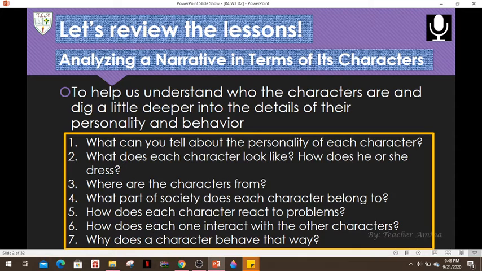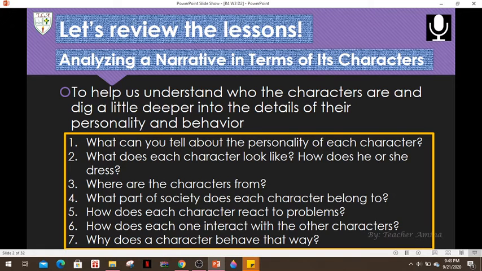Next question is, how does each character react to problems? In every story there is a problem. So how does this character of the story react to the problem? Was he or she able to solve the problem right away, or did he or she have help from another character? Next question is, how does each one interact with the other characters? How do they get along with the other characters in the story?